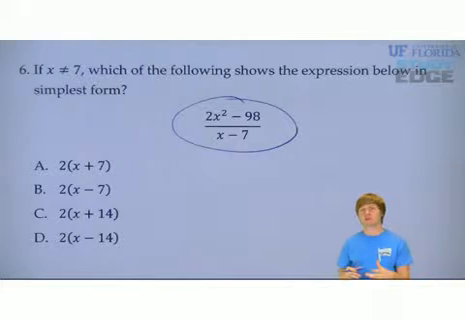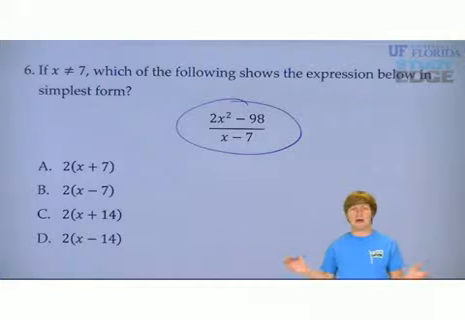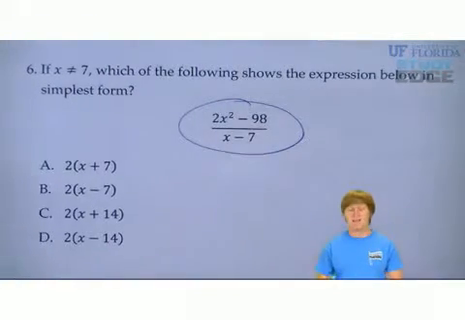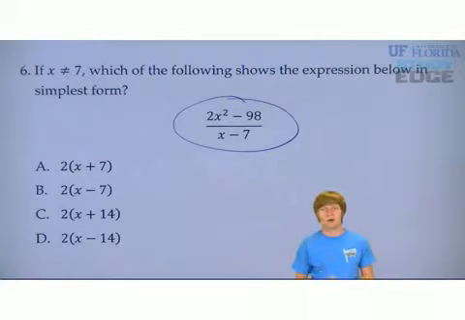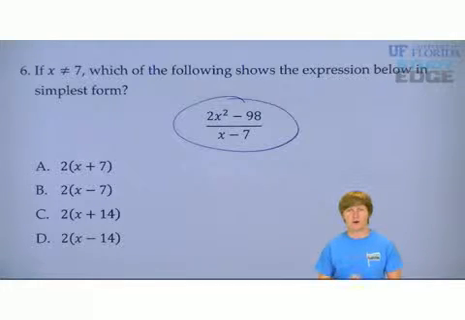Well, can we factor the numerator? The denominator can't be factored at all. x minus 7, I can't factor that. If you know a way, then please tell me. But we can realize that x minus 7 cannot be factored. What about 2x squared minus 98? I'm going to see if I can factor 2x squared minus 98.